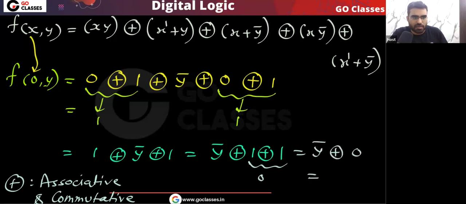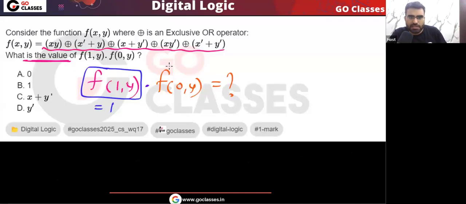Now, what is y bar XOR 0? Very simple. XOR with 0 will be y bar, because whatever I put here, that will be my answer. If I put 1 here, then I will get 1. If I put 0 here, I will get 0. So whatever I put here, that is my answer. That is the reason I got y bar. Is this clear? So here I can simply say that this expression will be y bar.